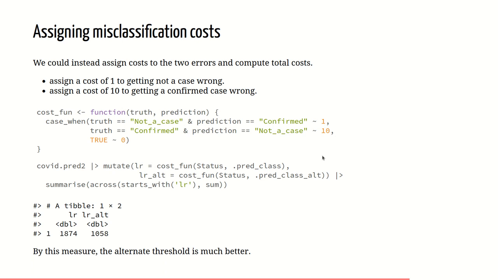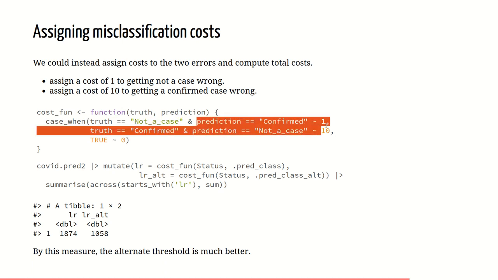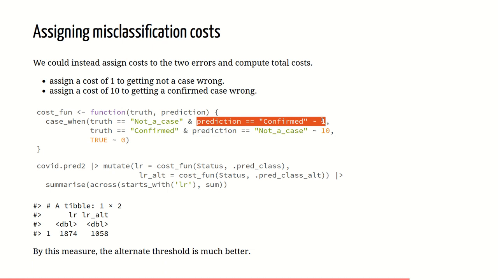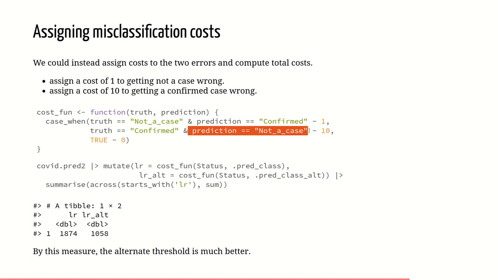Now, those numbers are completely arbitrary. The only thing that matters is the ratio between them, right? So all we're saying is that if we're getting the cases wrong, then it's 10 times more costly. The consequence is tenfold more bad, if you like, than getting not a case wrong. And so we set up the simple cost function. If we're truly not a case, but our prediction is that we are, then that has a cost of 1. And if we truly are a case and our prediction is that we're not, that has a cost of 10. The other cases, which are getting them right, they have a cost of 0, of course, right?